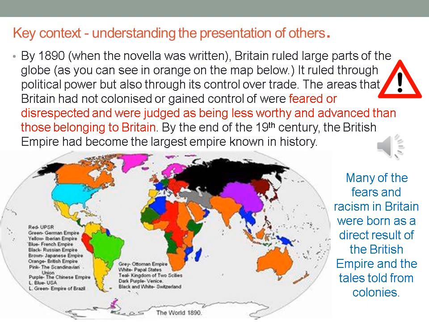Now, to really understand the topic of others and the British Empire, we need to take a look at some key contextual information. By 1890, when the novella was written, Britain ruled large parts of the globe. As you can see from the map included, anywhere that is orange was under the ruling of the British Empire. The British Empire ruled through the power of politics, so by the Queen, and it was governed by Britain with the same rules as us, but they also gained power through trade.